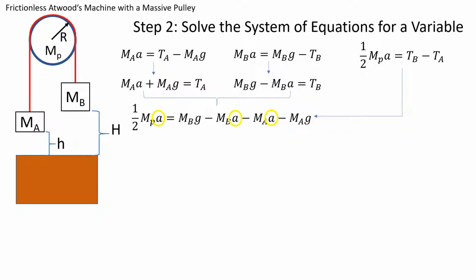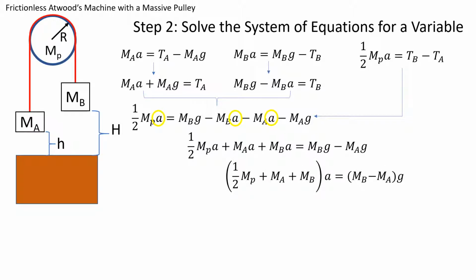And now the only unknown in this equation is a. The first step towards solving this will be to bring everything with the a to the same side of the equation. So we have the 1/2 MPa already on the left. We will add the other two terms with the a in them to both sides, and we arrive at this equation. And now everything on the left has an a in it, so we can factor that out, and everything on the right has a g in it, so we can factor that out.